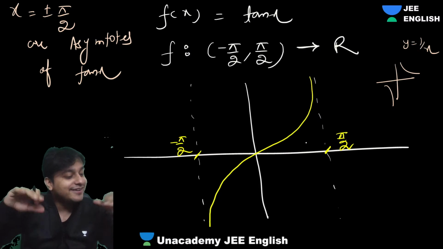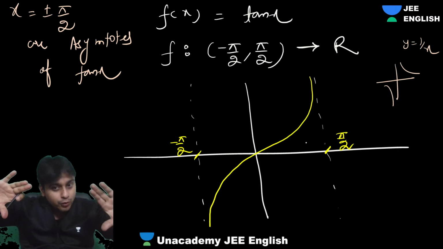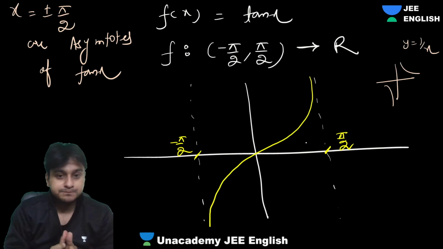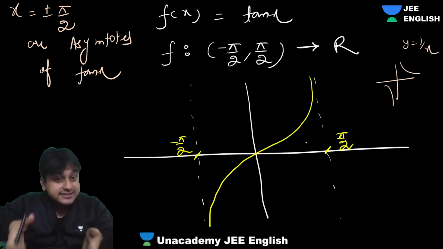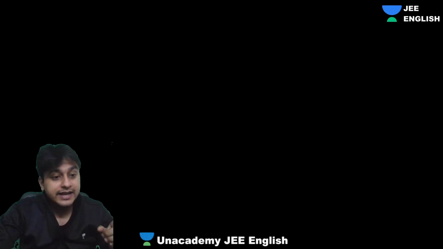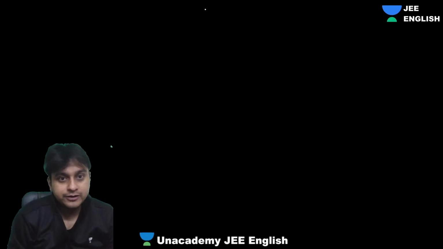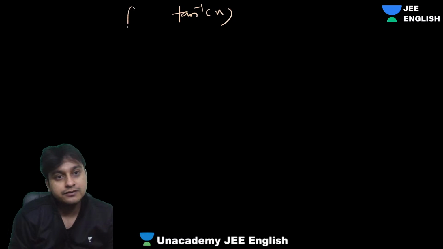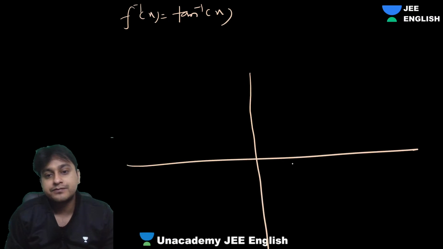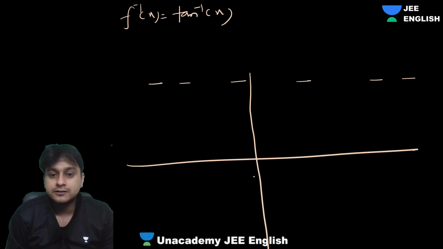The best part now is that the asymptotes will flip. Are you getting it? Here, your x is between minus pi by 2 to plus pi by 2, whereas in f inverse, when you draw f inverse x, that will be tan inverse x. So obviously the asymptotes will flip. Are you getting my point? The dashed line will be drawn like this.